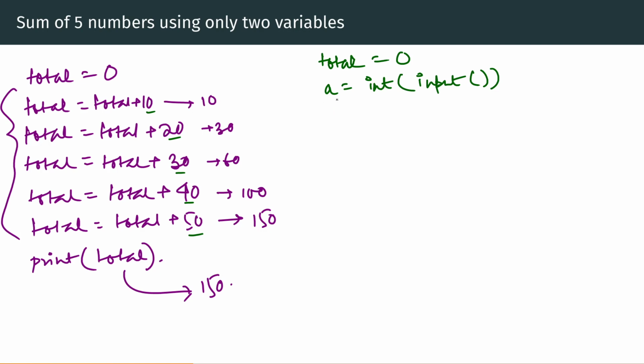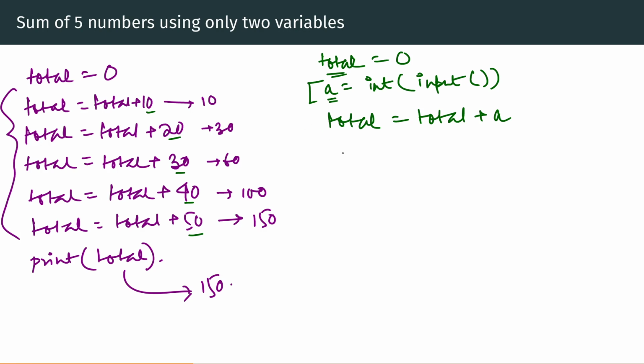Now we'll add this a to the total, right? So we'll say total equals total plus a. So whatever the value of a was, now total has the same value. And here's where the interesting part comes in. Since we don't need the a variable anymore, because we have already added the value to the total, we can reuse this variable for the next input.